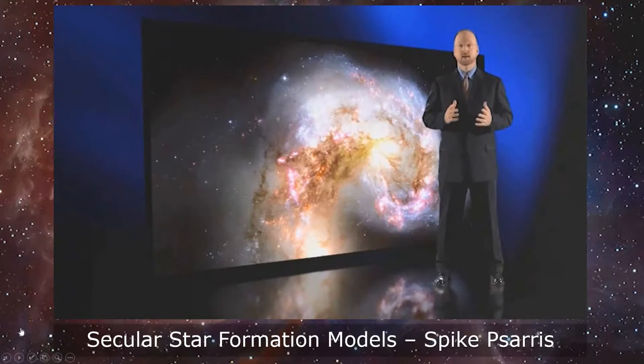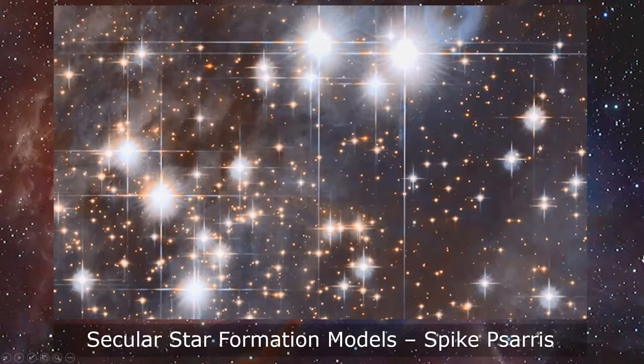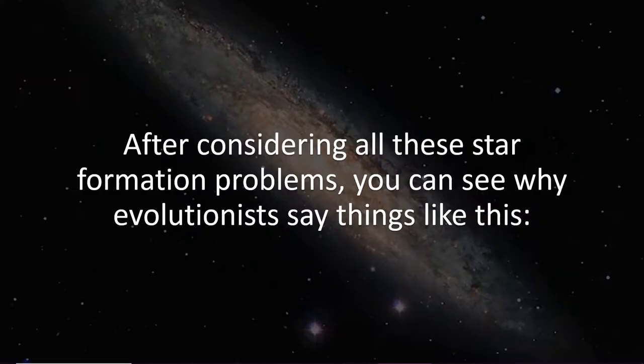It's like the classic riddle of the chicken and the egg. You need chickens to make eggs, and you need eggs to make chickens. The Big Bang model has this problem on a much larger scale, a universal scale. It can't make stars until stars were already made. After considering all these star formation problems, you can see why evolutionists are saying things like this.